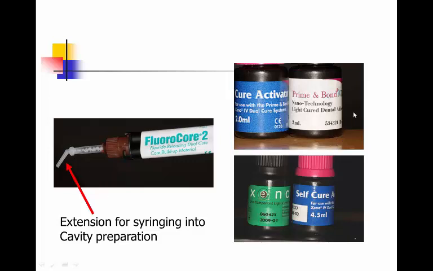We have a choice of two different adhesives. Both come with a self-cure activator. Prime and Bond NT requires that we etch the tooth with phosphoric acid. Xeno 4 doesn't require the use of phosphoric acid. It's a self-etch system.